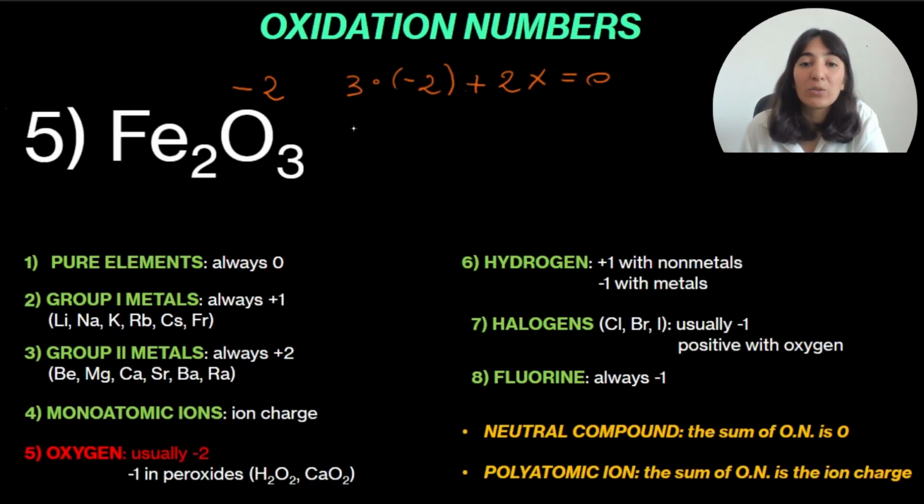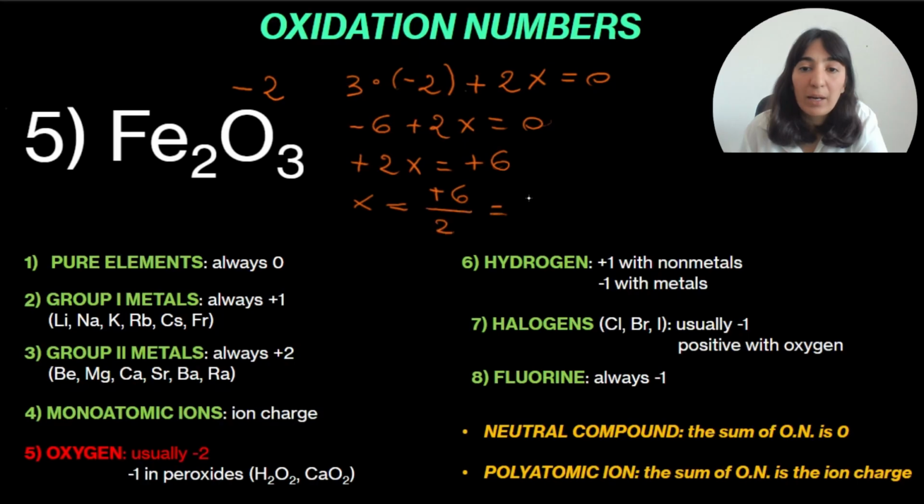3 times -2 equals -6, plus 2x equals 0. We have that 2x equals +6, because we have moved this -6 onto the other side of the equation and we have changed the sign. And now we find the value of x equals +6 divided by 2, which is +3. And this is the oxidation number of iron, okay?